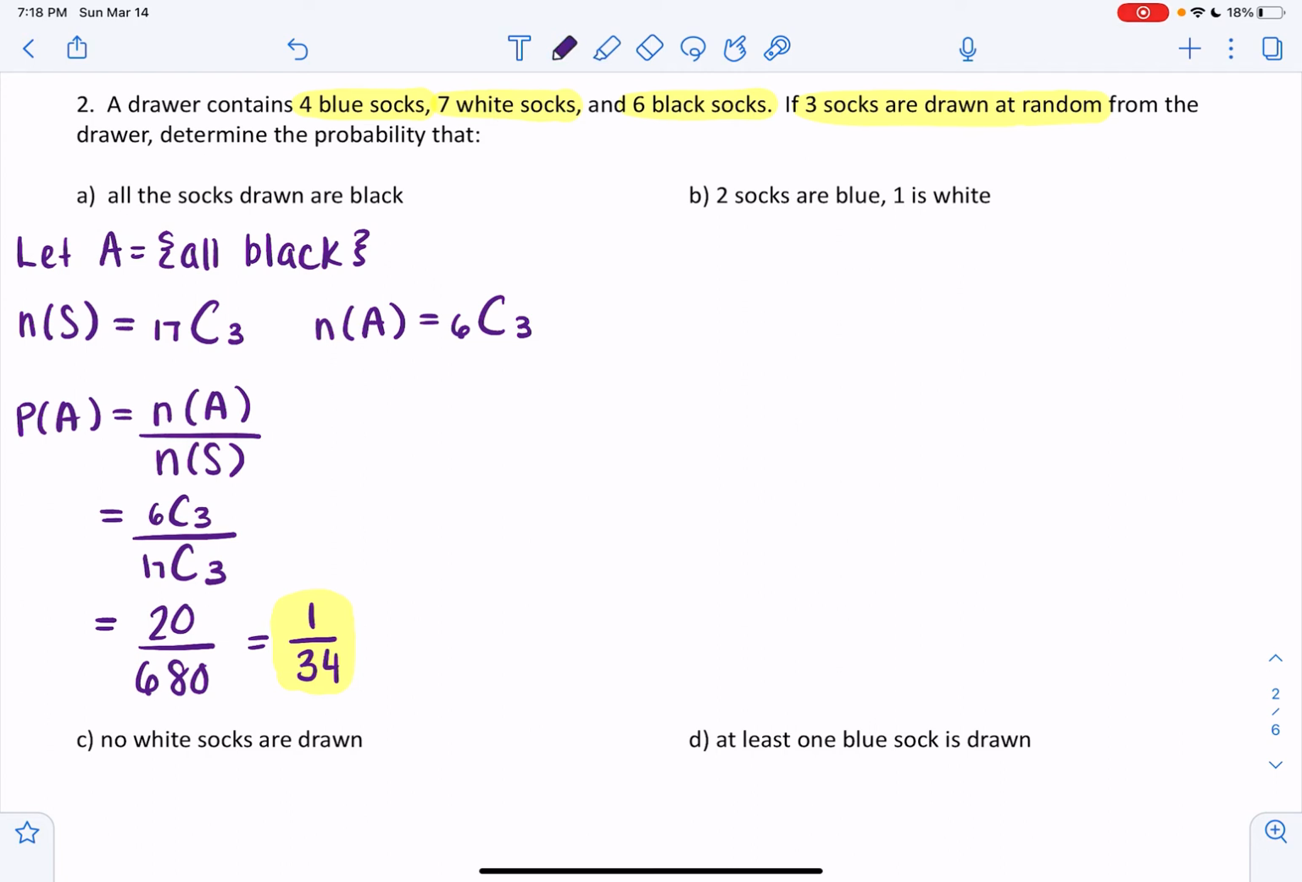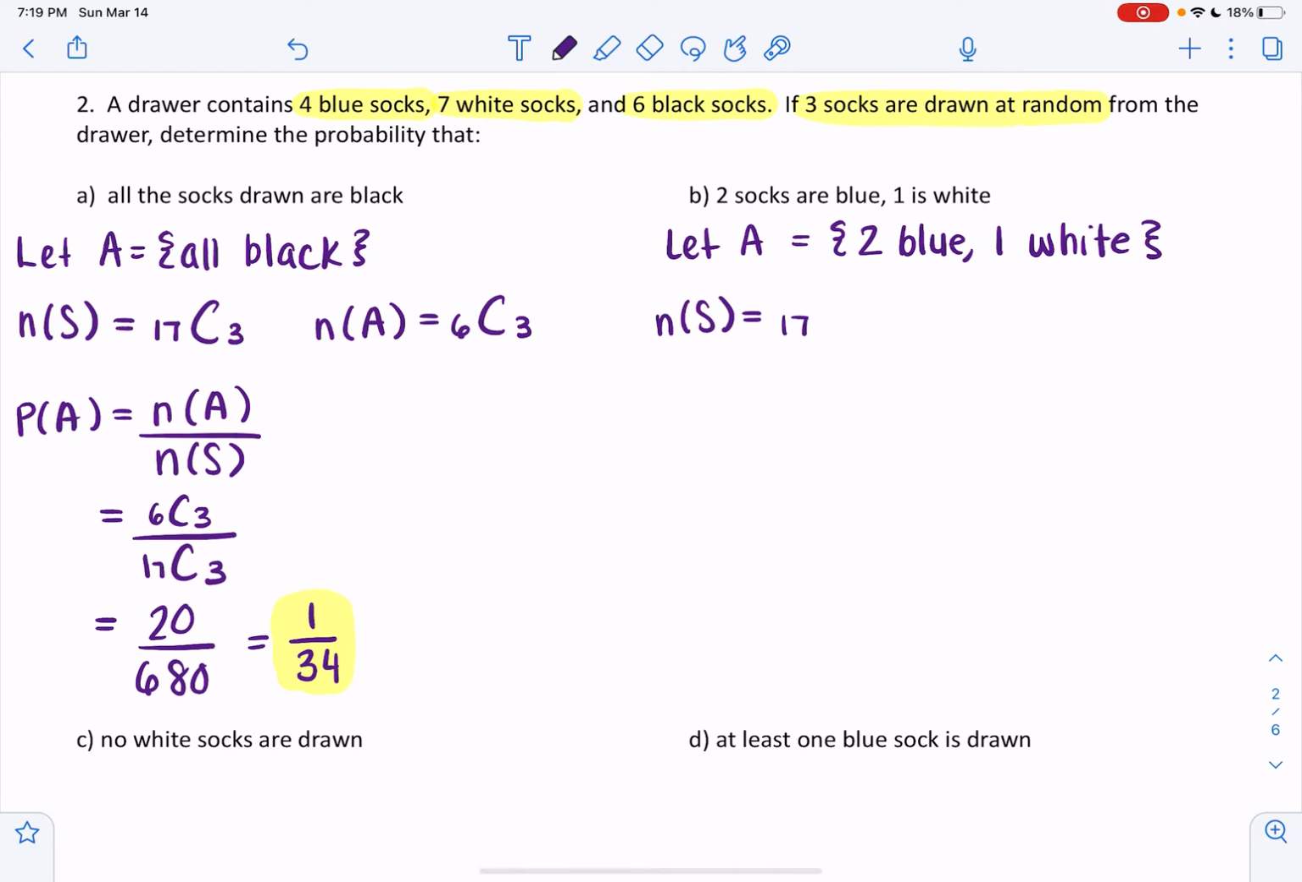Okay, let's try another one. So for this example B, we want to determine the probability that 2 socks are blue and 1 is white. So let's start by identifying our event. We'll let event A be 2 blue and 1 white. Again, let's determine our total number of outcomes, or the number of elements in our sample space. Just like before, we have 17 socks total, and we're choosing 3 of them.